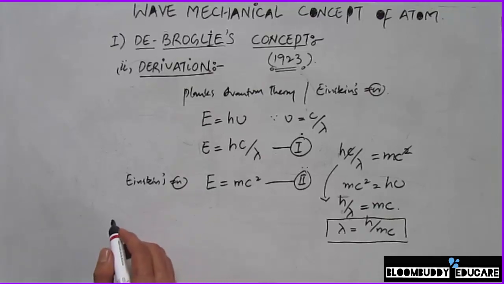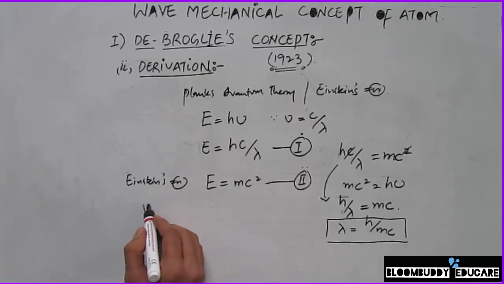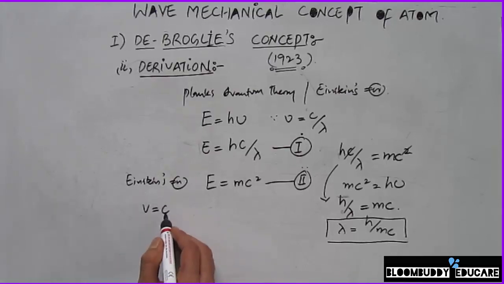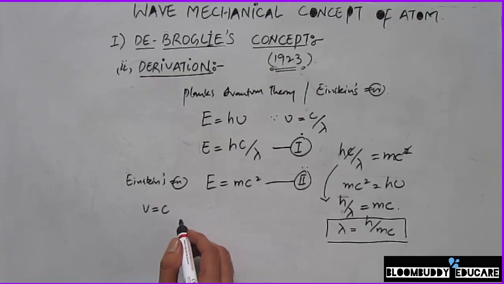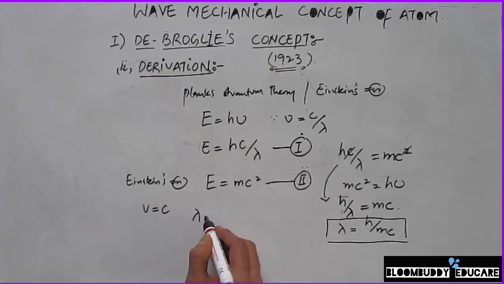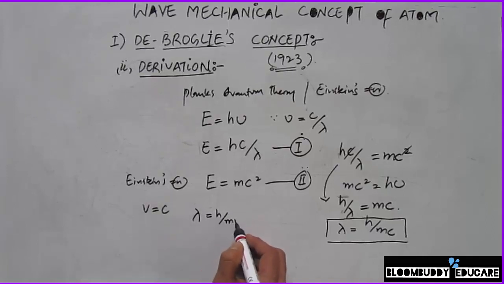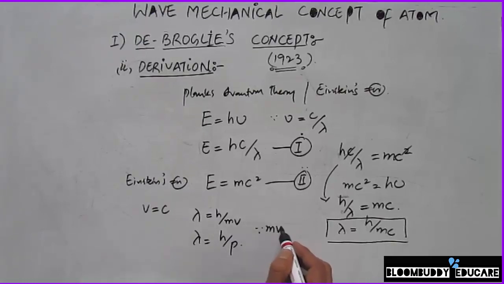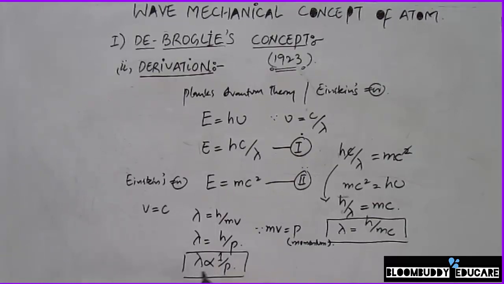Now suppose the velocity of a moving particle is v. So we'll replace this c with v. When the velocity of a moving particle is v rather than the velocity of light, lambda is again equal to h by mv, or lambda is equal to h by p, because mass into velocity is always equal to p, which is momentum. Since h is a constant, we can put in a proportionality sign. We can say that lambda is inversely proportional to the momentum.